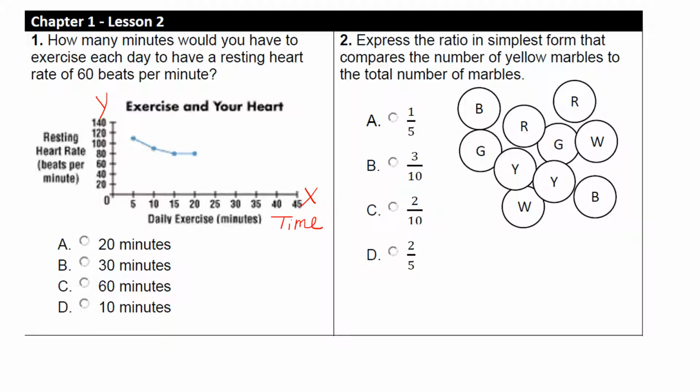So here we have daily exercise. Now, they want to talk about beats per minute, and it's 60 beats per minute. So that would be right here. Now, this is a tricky question because it looks like our data is kind of plateauing here. And good news for us is that we have some multiple choice here.